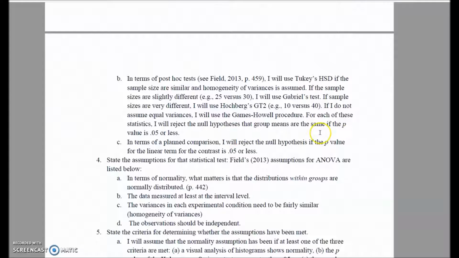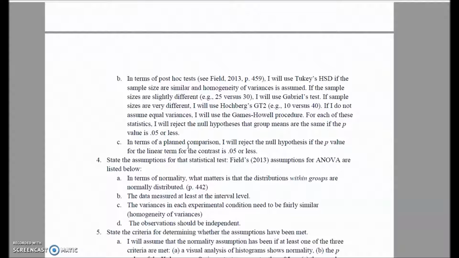So for each of the statistics, we will reject if the p-value is less than or equal to 0.05. So that is what happens. Now, in terms of planned comparison, we will reject if the p-value of the contrast is less than or equal to 0.05. So planned comparison is just one of them.